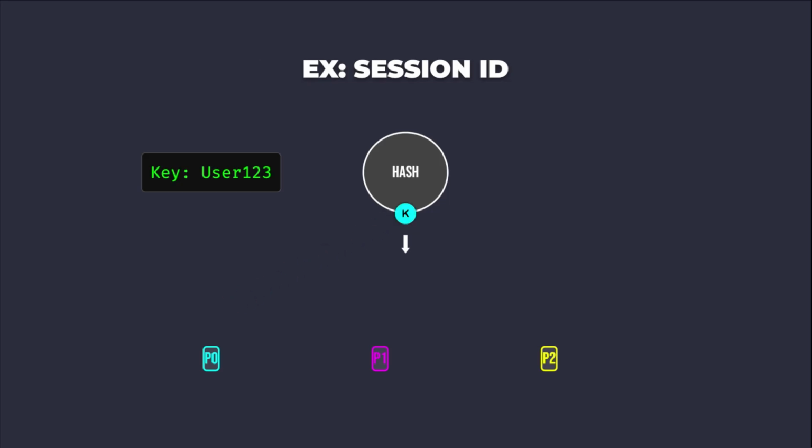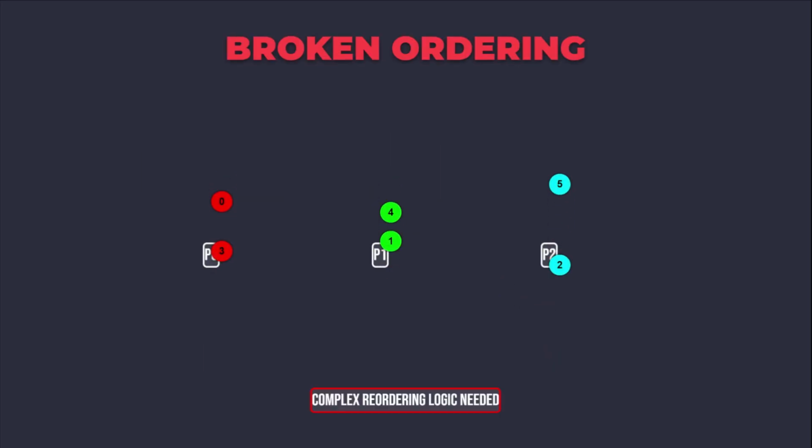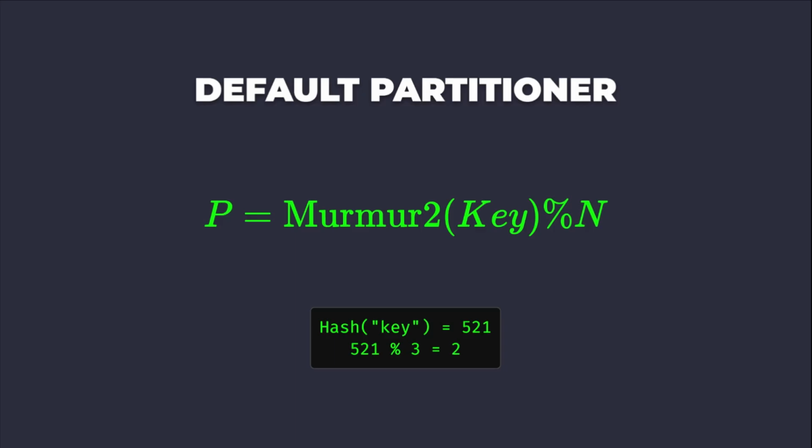The system analyst must define a key that represents the logical boundary of the required ordering. For instance, if ordering is required per user session, the session identifier must be the message key. If ordering is required across all transactions for a specific account, the account identifier must be the key. Any failure to consistently map related keys to the same partition immediately breaks the strict ordering guarantee, forcing complex and often inefficient reordering logic on the consumer.